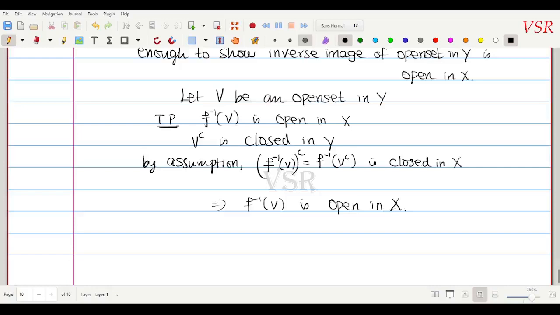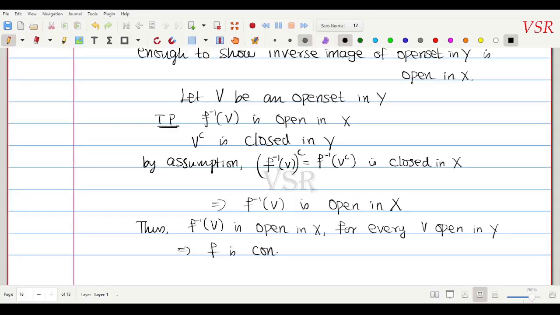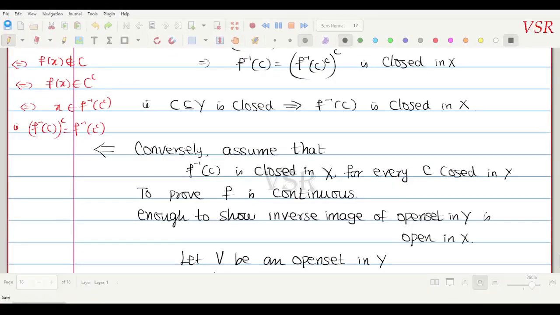அப்ப என்ன ப்ரூஃப் பண்ணிருக்கோம்? Thus f inverse of V is open in capital X for every V open in capital Y. This implies that f is continuous. Okay. So we have proved the corollary of this theorem. Okay. Next we are going to have a simple idea.